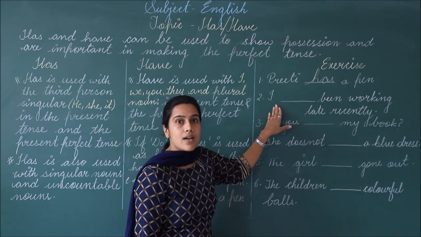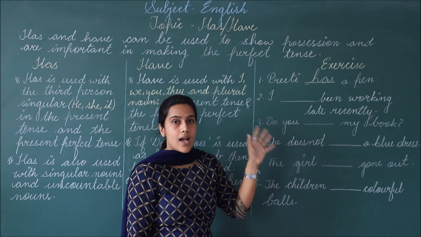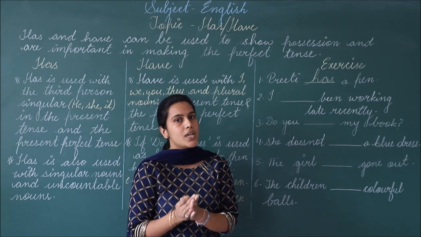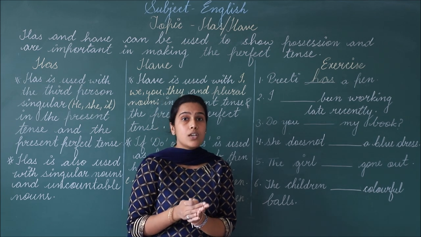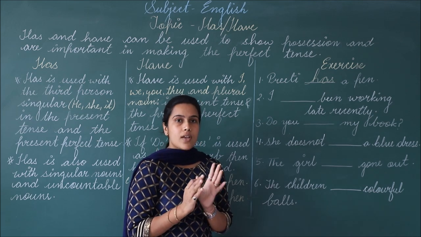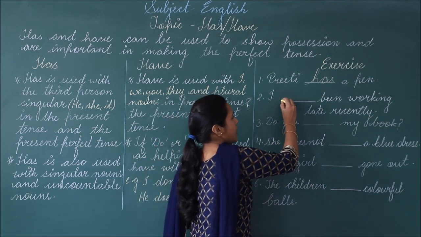Now over here I have I, and as I told you that I is an exception case. I singular होता है, but जब भी हम उसके साथ कोई helping verb use करते हैं तो हम उसके साथ plural helping verb use करते हैं. So instead of has we will use have with I.